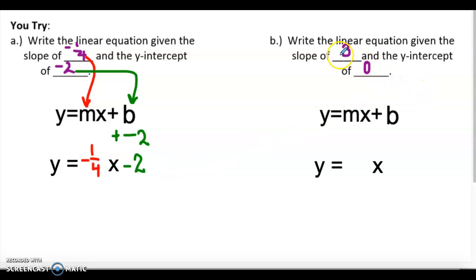Over here, we've got a slope of 3. So 3 is going in for the letter m. We've got y equals already set up for us. y equals 3x, and a slope of 3 means we're going up 3 to the right 1. And we've got a y-intercept of 0. So 0 goes in for b. So I can either write plus 0.